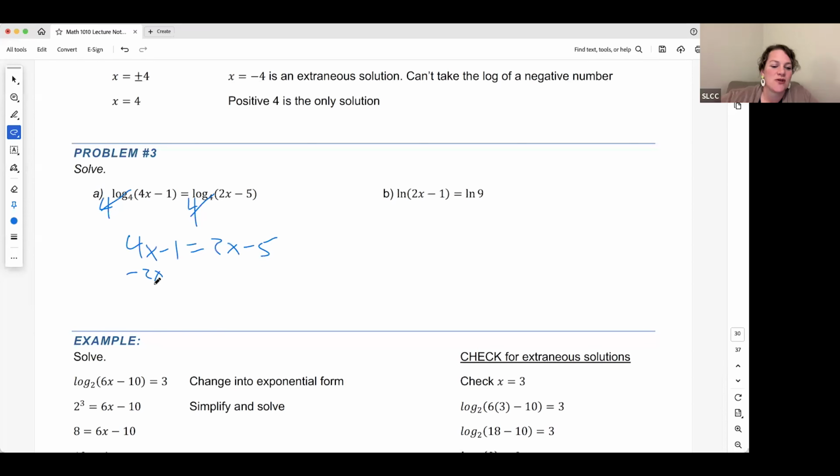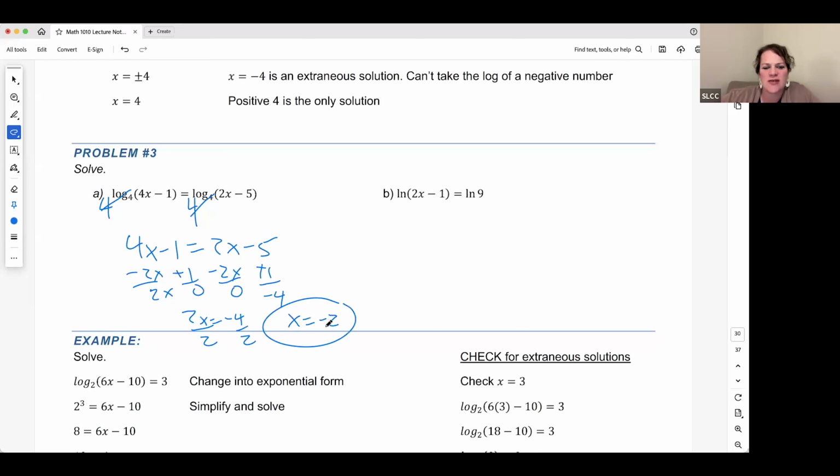So subtract 2x from both sides to get 2x and 0, and then add 1 to both sides to get negative 4 and 0. So 2x equals negative 4. Divide both sides by 2, and you see that x equals negative 2.